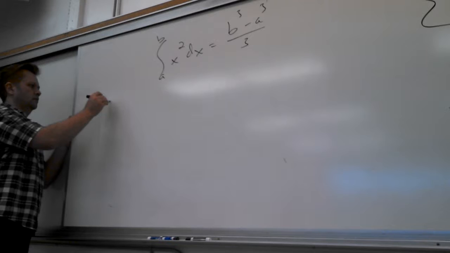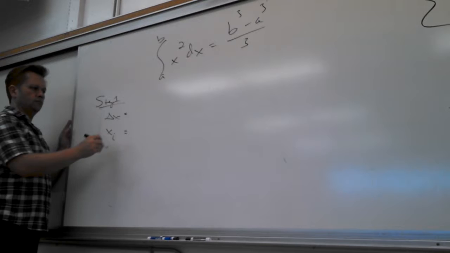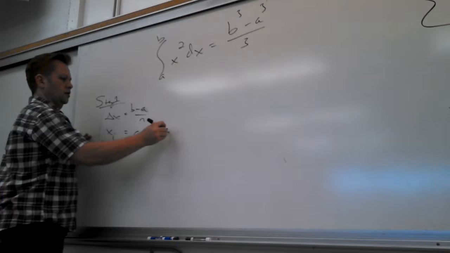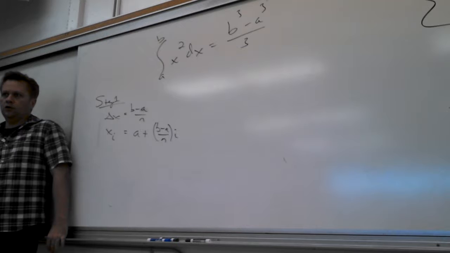Delta x is B minus A over N. So what's x_i going to be? A plus B minus A over N times i. Which then you square that. And multiply it by B minus A over N.